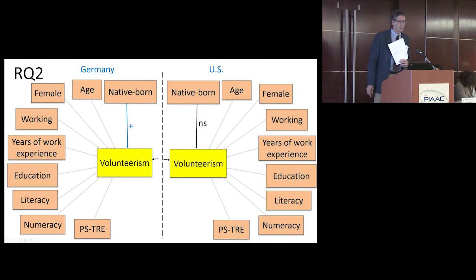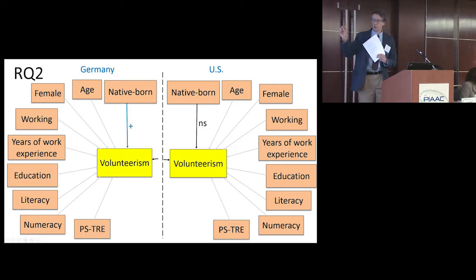When we did the multi-group analysis, this was kind of interesting because for the volunteerism outcome, this native-born effect, where native-borns were more likely to volunteer than non-native-borns, was evident in Germany, but it was not evident in the US. So again, here I'm just highlighting the effects that were different between the two countries. The other effects may be significant, but there was no difference between the countries. But that was really the only difference between the two countries for the immigration status variable.